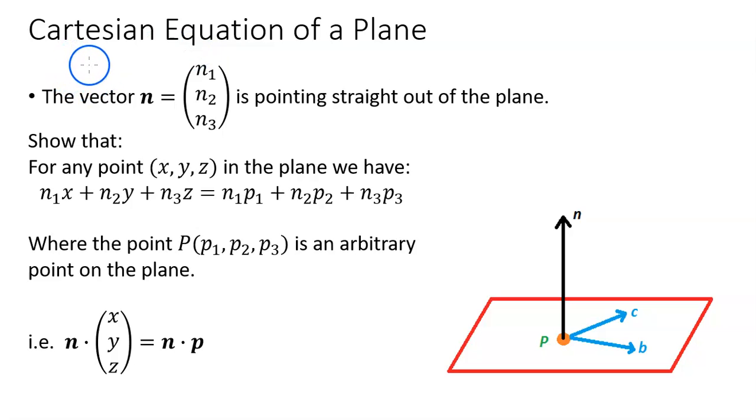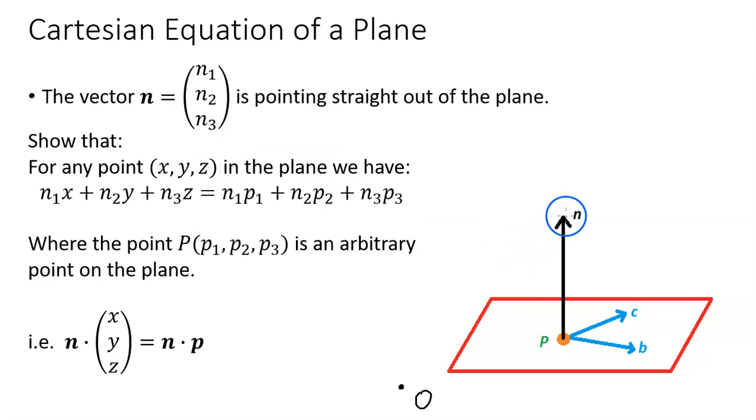Earlier, we had a problem about finding the Cartesian equation of a plane, and we had a sort of complicated way of doing it. In this section, we're going to find a much easier way. So, we have this plane, this red plane here, and then we have our point P, and then two vectors B and C stemming from P. Maybe the origin is over here somewhere, it doesn't really matter.